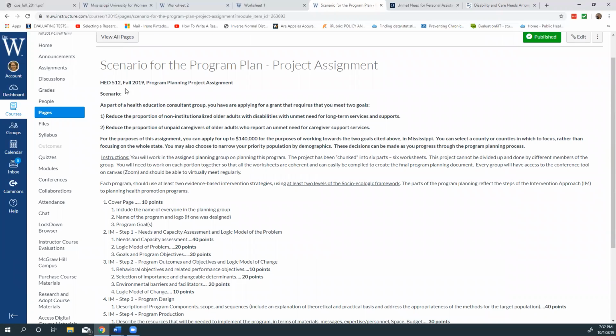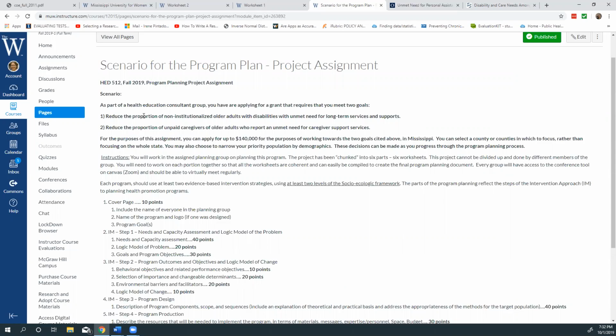Now, the area that you're going to be most focused on is through the instructions here. This is kind of how I grade the final project, so that you know that right off the bat. The premise is that you are a health educator consultant group, you're applying for a grant, and that grant is going to require that you meet 2 goals.